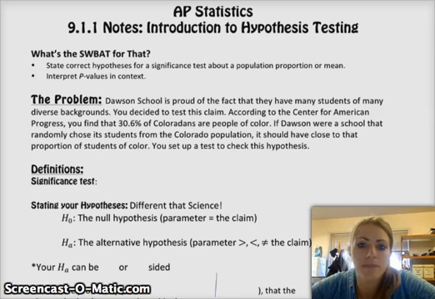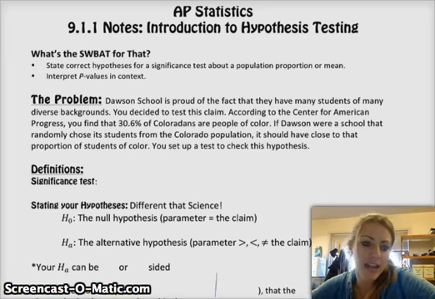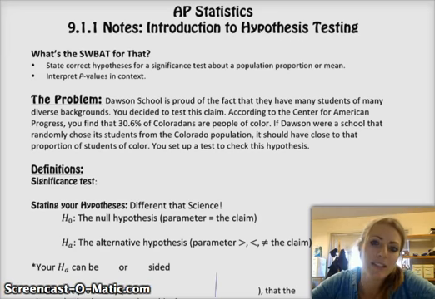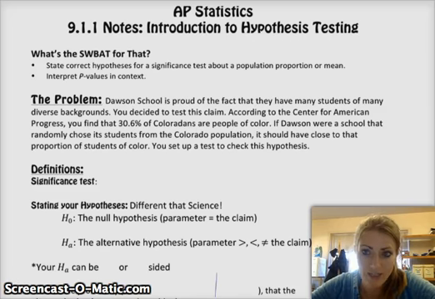So anyways, today's just kind of some definitions, nothing too super exciting, but we're going to look at some real data as well. So today our SWBAT is going to be to state correct hypotheses for a significance test about a population proportion or mean, and then interpret p-values in context.